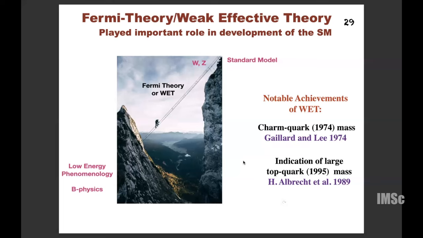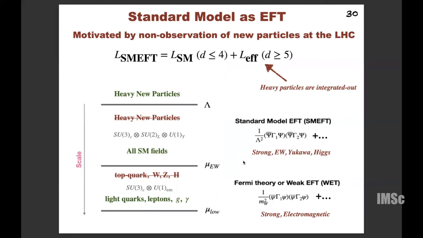Okay, so let's do that now. So now the situation is like this. We have some tests at a very high scale, of the order of PeV. There are new particles, which is basically the lower bound of these new particles. Then we have the electroweak scale and then this order of 1 TeV.